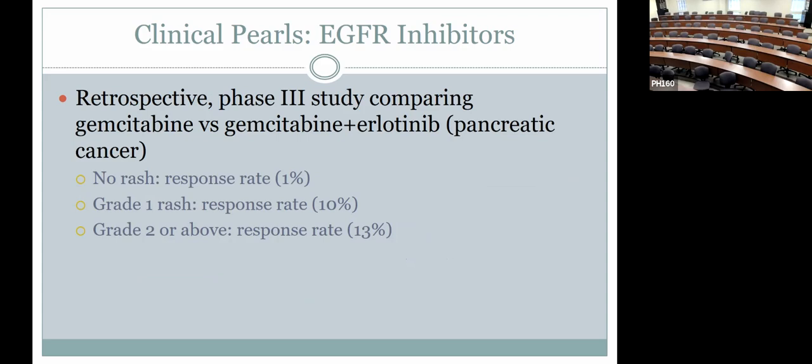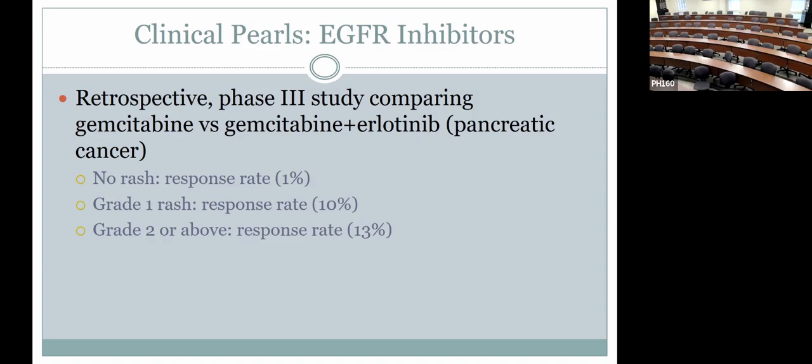So some more data behind that rash. There was a retrospective trial that looked specifically at pancreatic cancer patients, and they compared gemcitabine with gemcitabine plus erlotinib. And so they found a direct correlation in these patients between having the rash and their overall clinical response.